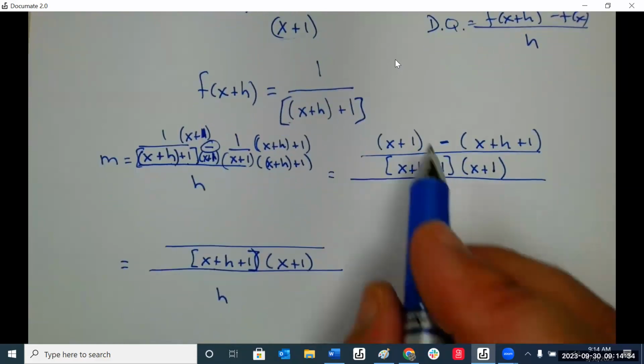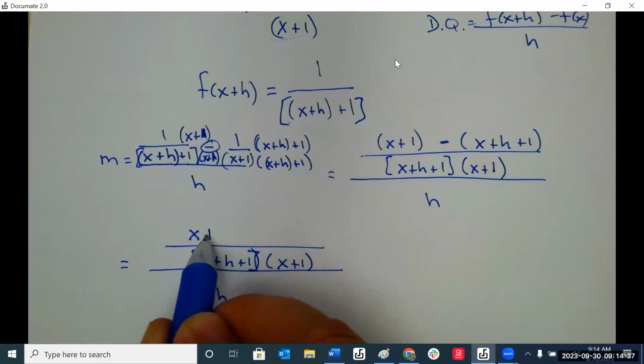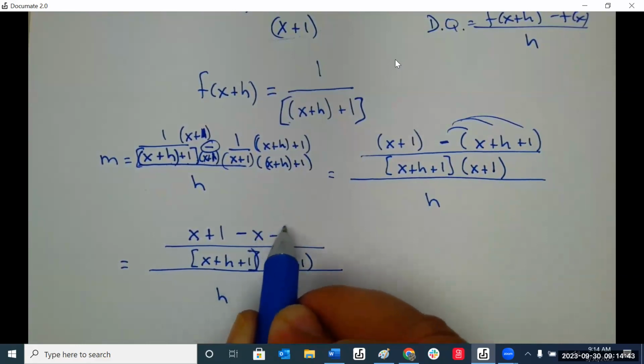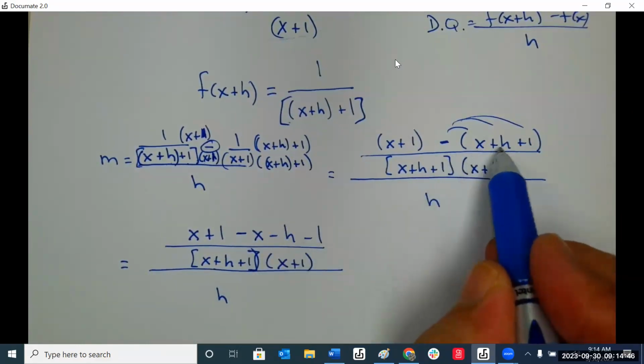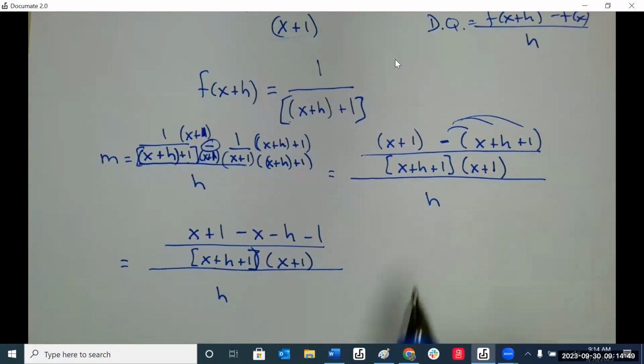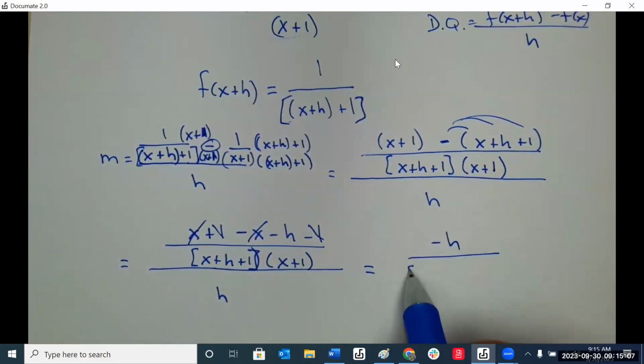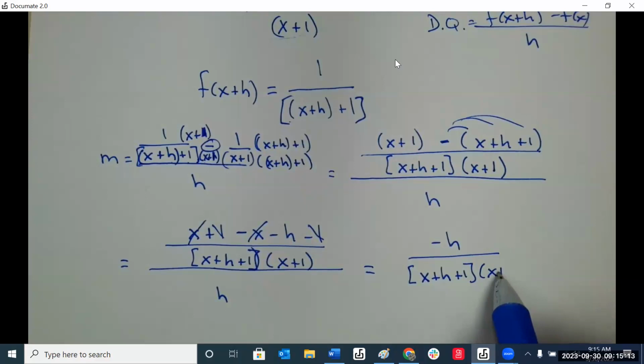We have x plus h plus 1 times x plus 1. On the top, let's go ahead and simplify. You don't need the first parenthesis. The second one, we distribute the negative sign. There was a negative x, negative h, negative 1. On the top, the x's cancel, the 1's cancel, so we have a negative h on top, over x plus h plus 1, x plus 1, all over h.